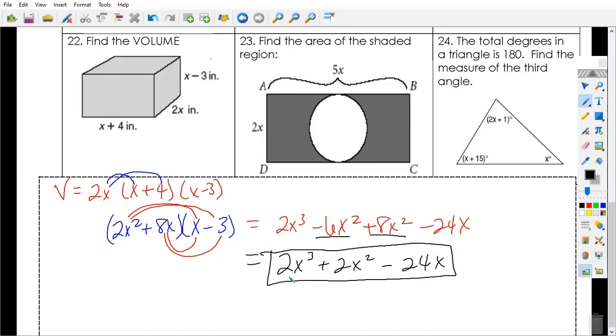Yes, there are additional practice. Okay. How do you feel about multiplying more than one polynomial? Doable? Okay. Again, just go monomial, binomial, binomial, multiply left to right. Okay, so the volume here was 2x cubed plus 2x squared minus 24x.